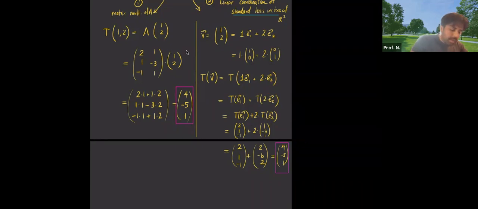So then it becomes just the image of E1, which I already know, T(E1) = (2, 1, -1), and I add it to double whatever E2 goes to, which is (1, -3, 1). From here, it's just adding two vectors with a scalar multiple of one of them. 2 times (1, -3, 1): you multiply every entry by 2, and I get (2, -6, 2). Then I add these two vectors, and I get (4, -5, 1). Does that make sense?